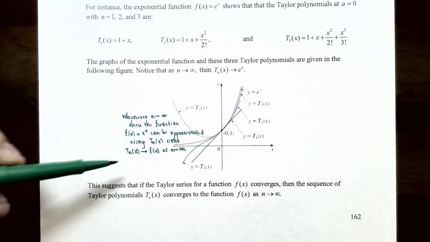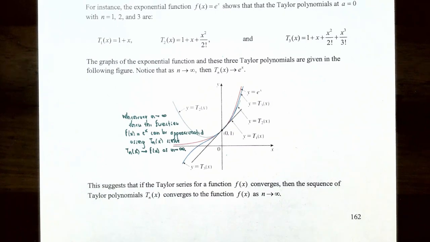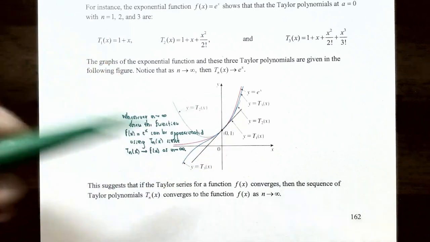The Taylor polynomial actually will converge to the function e to the x as the number of terms increases towards infinity, which will also mean that the power on the x will also increase towards infinity. And so it looks like as we increase the degree, we'll actually have more accurate approximations for the exponential function y equals e to the x.